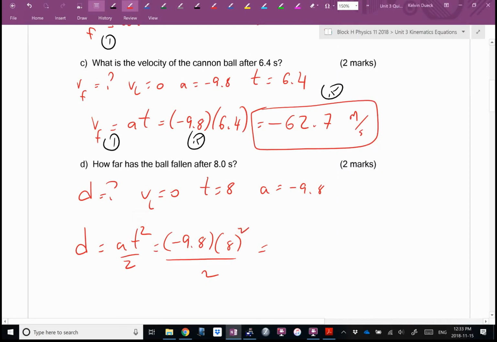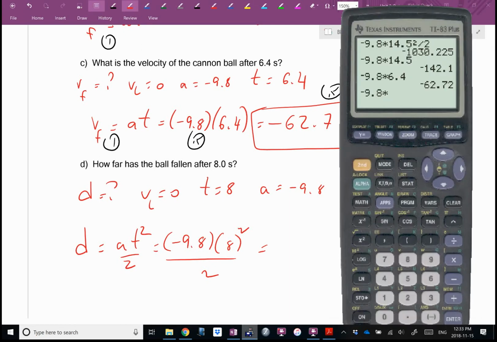Yes, 8 squared. Wow, candy for you. I'll get you one in just a second. I better type this in properly then, because that seemed a little small to me.